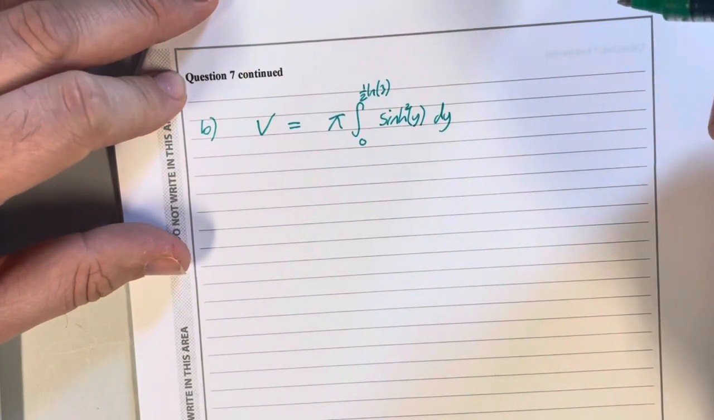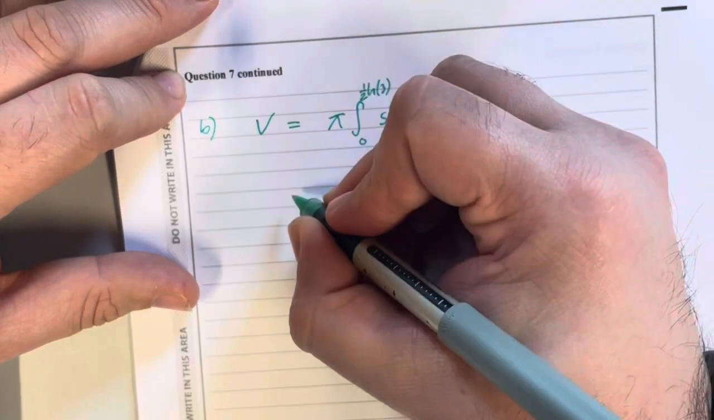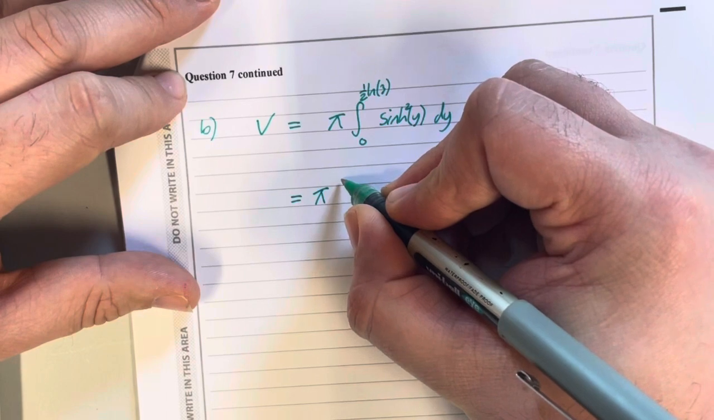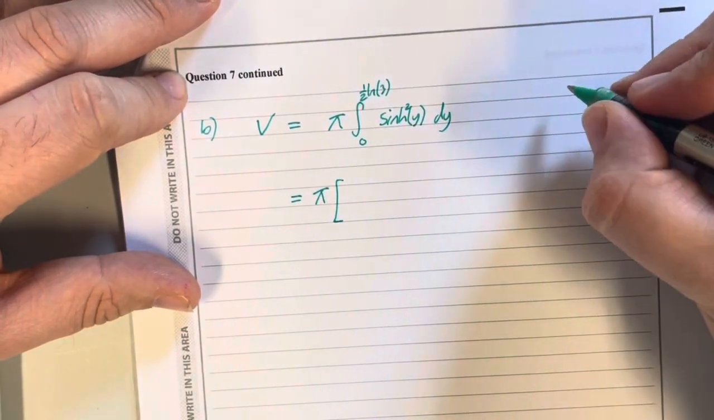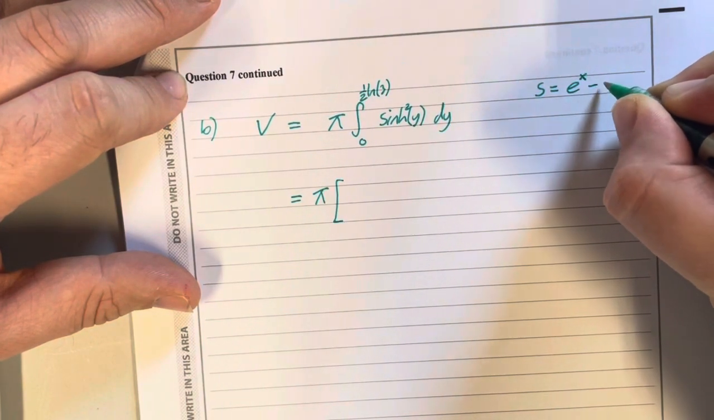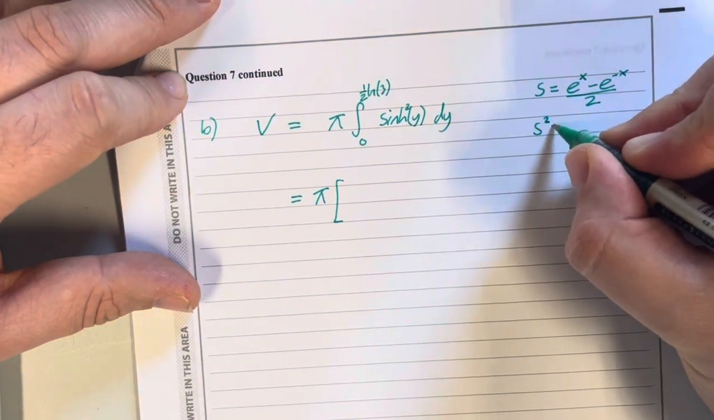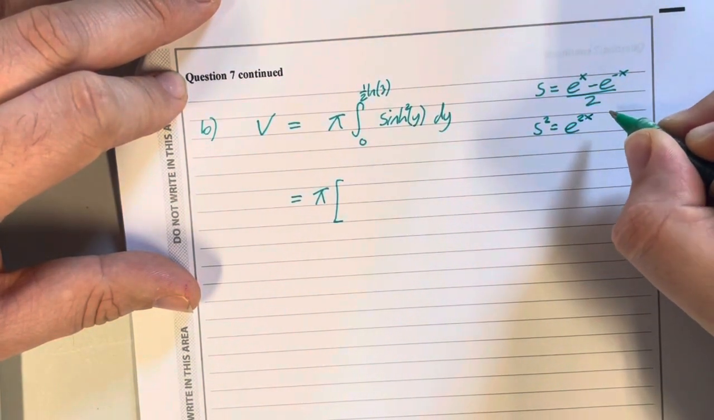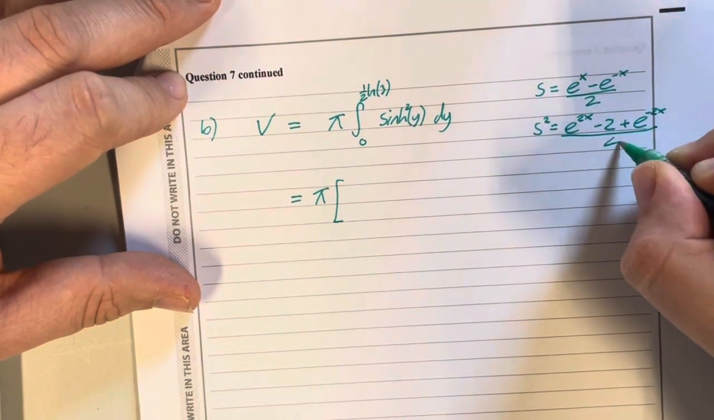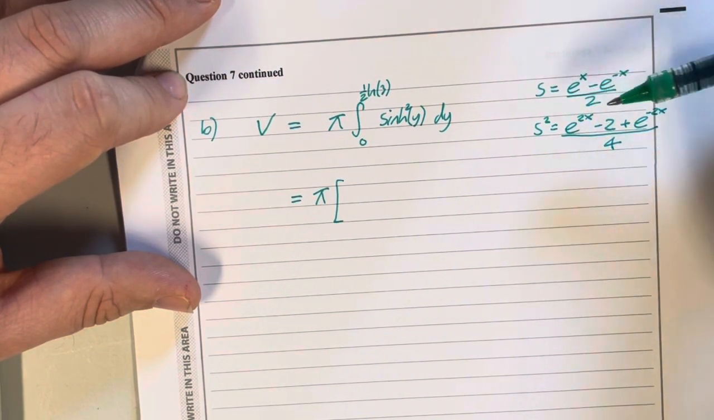You can use hyperbolic identities here. I think it's probably slightly easier to go into exponential form, but it really doesn't matter which route you take. You just need to make sure that your answer will be exact when you're finished. So sinh is e to the whatever it is minus e to the minus whatever it is over 2. So sinh squared then is the square of that, which is e to the 2 minus 2 plus e to the minus 2 over 4. That's what sinh squared will equal. It's just squaring this fraction.